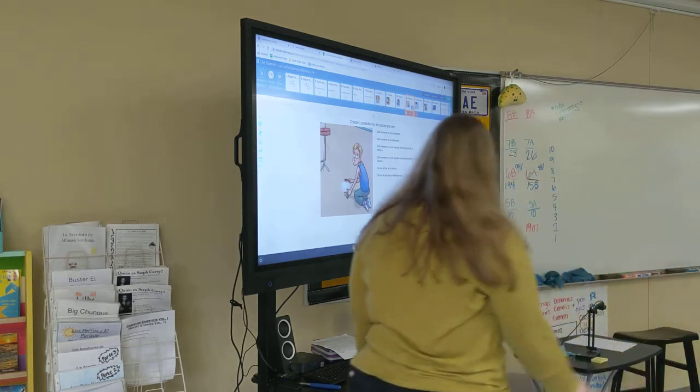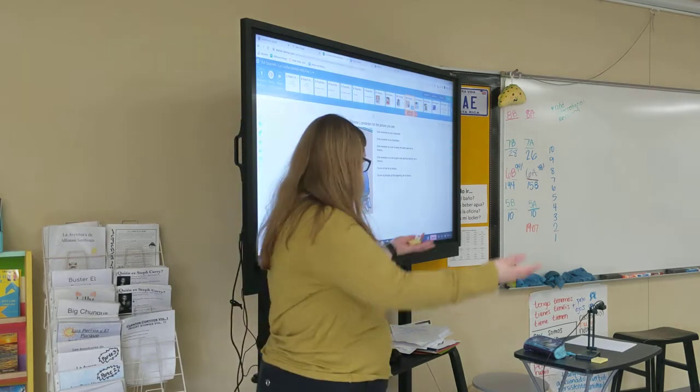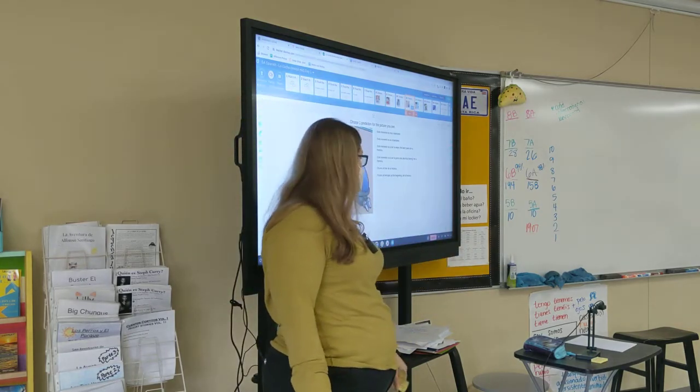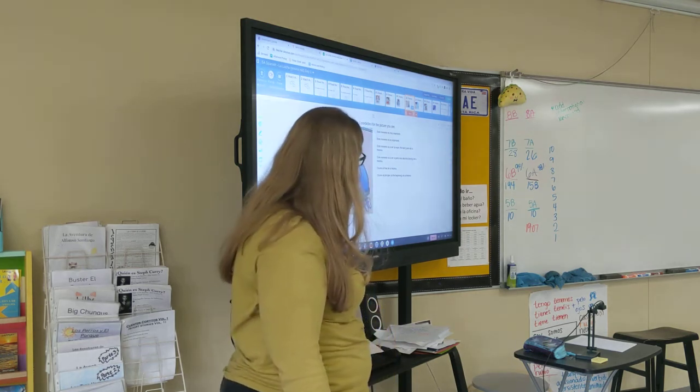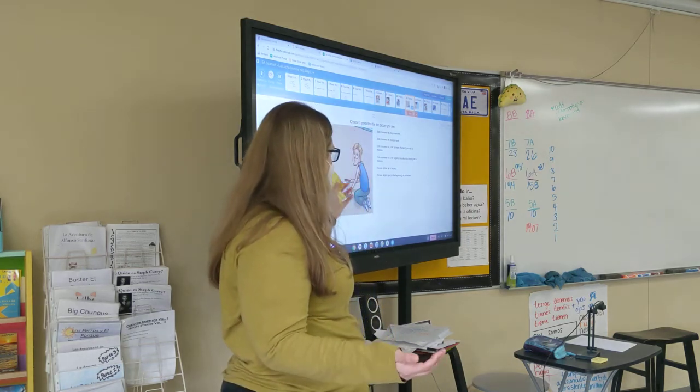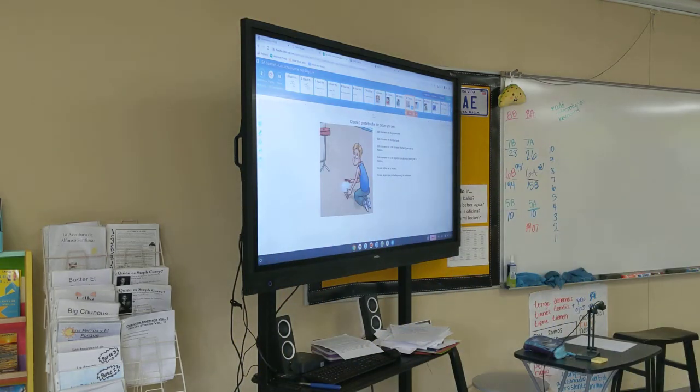Maybe this moment ocurre al final de la historia. It occurs at the end of the story. Or ocurre al principio de la historia. It occurs at the beginning of the story. So go ahead and get your votes in for that moment. You have until I walk back to the front of the room to get your votes locked in.